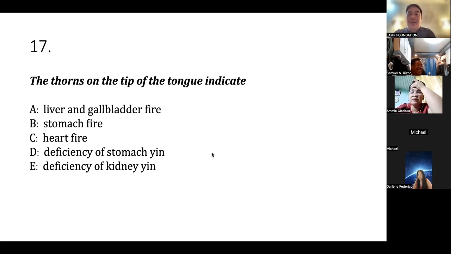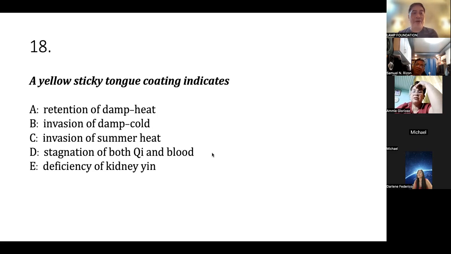Naintindihan. Okay. Anong kulay ng coating sa kidney yin deficiency? No coating. Anong kulay ng coating sa kidney yin deficiency? No coating. So there is no color, because there's no coating. Okay, go. Number 18.